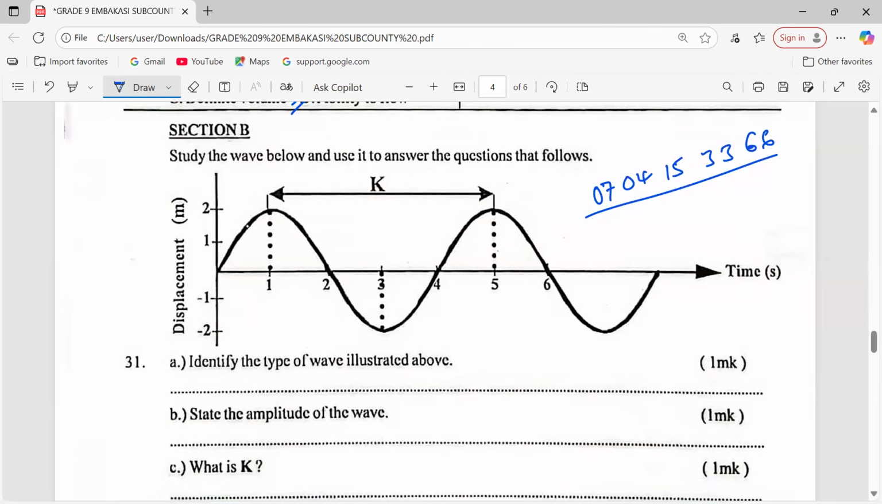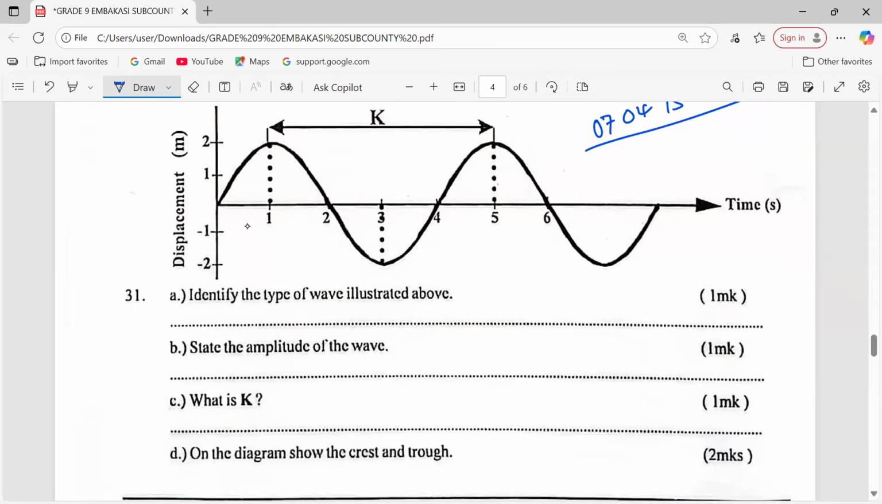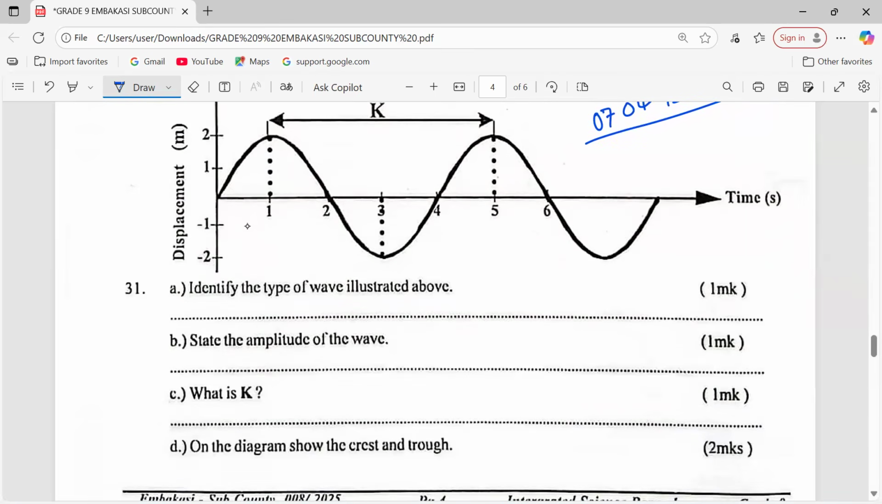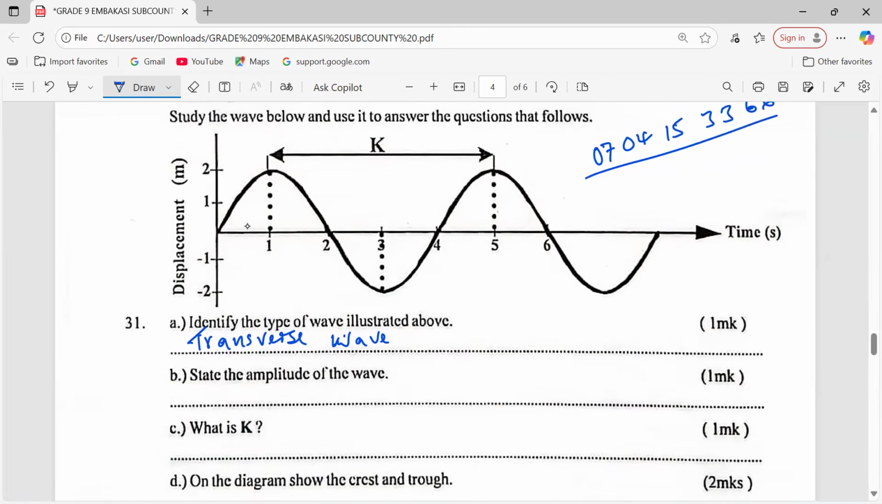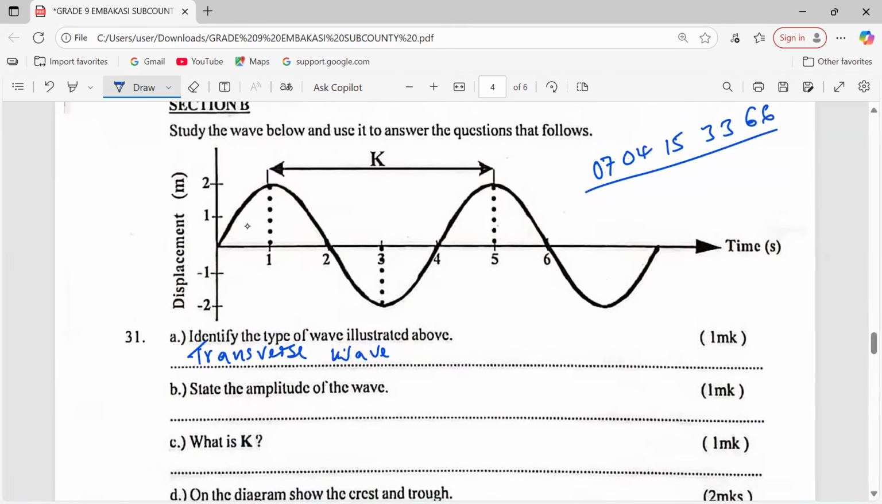Study the wave below and use it to answer the questions that follow. We have displacement on the vertical axis, but on the x-axis, we have time in seconds. So identify the type of wave. First, this is going to be a transverse wave, because it is characterized by crests and troughs.